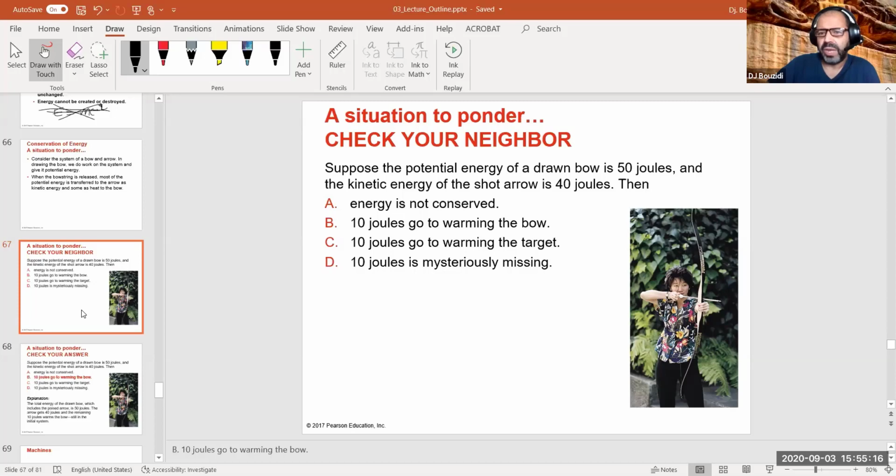In other words, you have to account for the missing energy no matter what. But 10 joules missing mysteriously, that's not acceptable, okay? A is not correct because in a sense we have an imbalance in terms of the energy. We have 50 and 40 in here, okay?